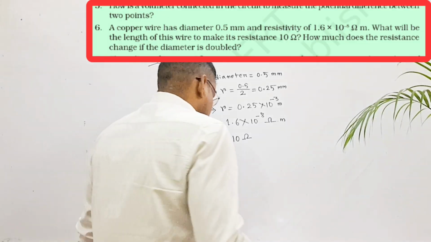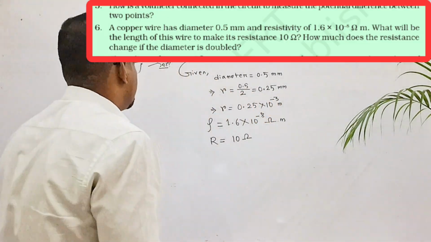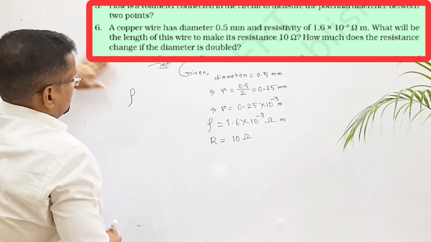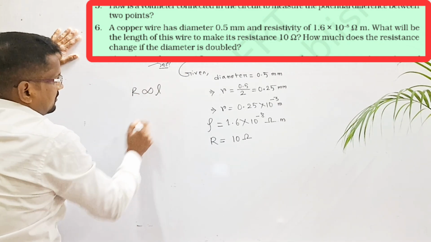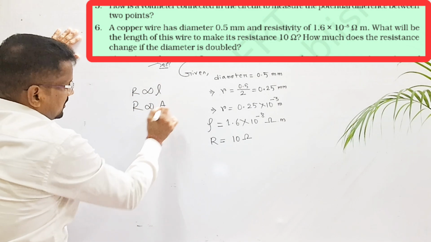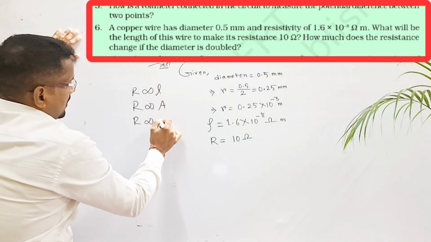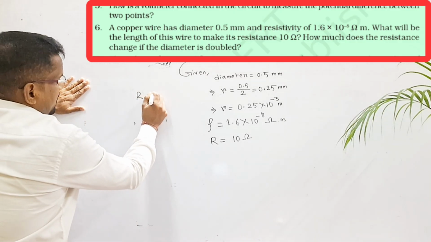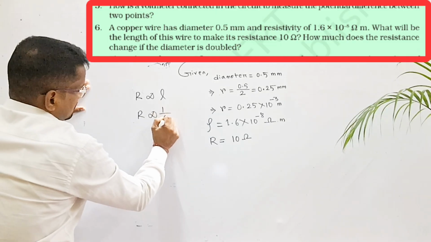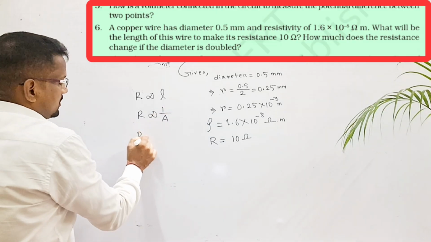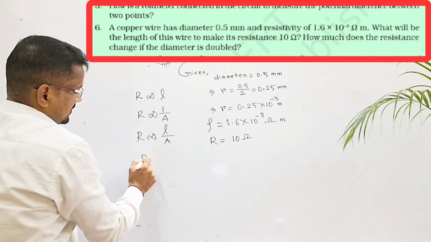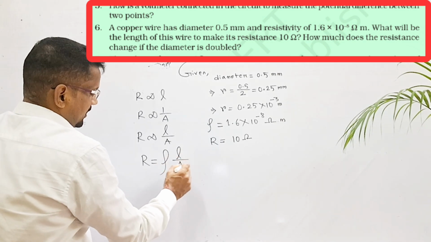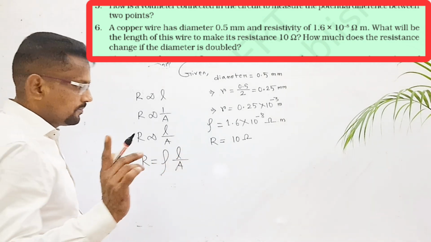Now, as you know, resistivity rho. Resistance R of a conductor is directly proportional to the length L, and R is inversely proportional to the cross-sectional area A. So R is proportional to L over A, and if we give an equal sign we assign one constant, that is rho: R = rho L over A, and this rho is called the resistivity of the material.